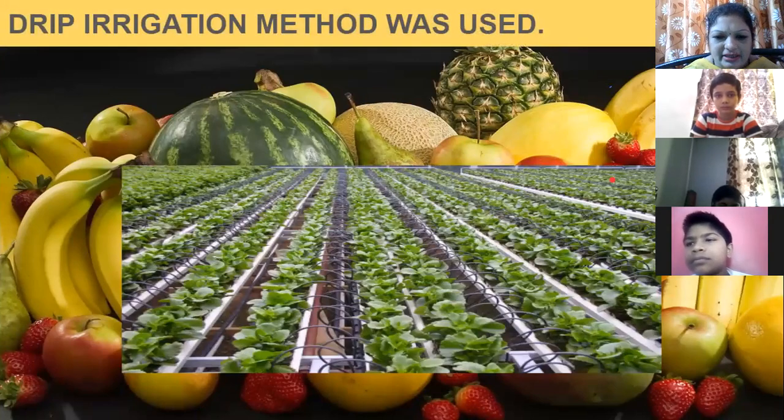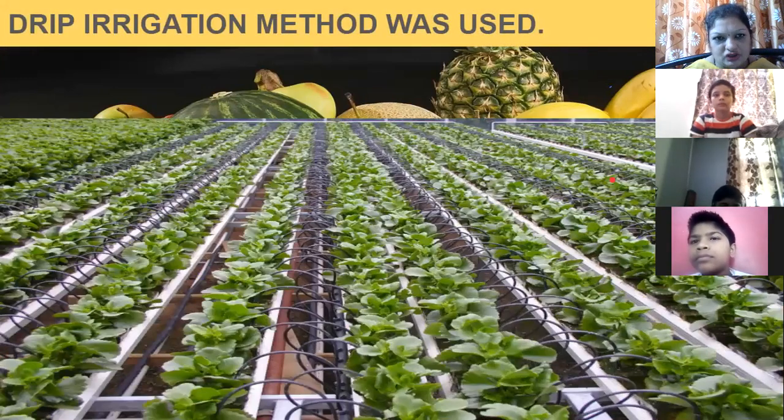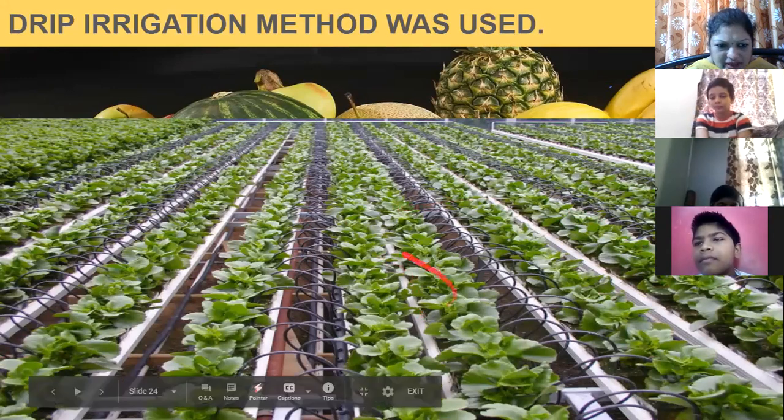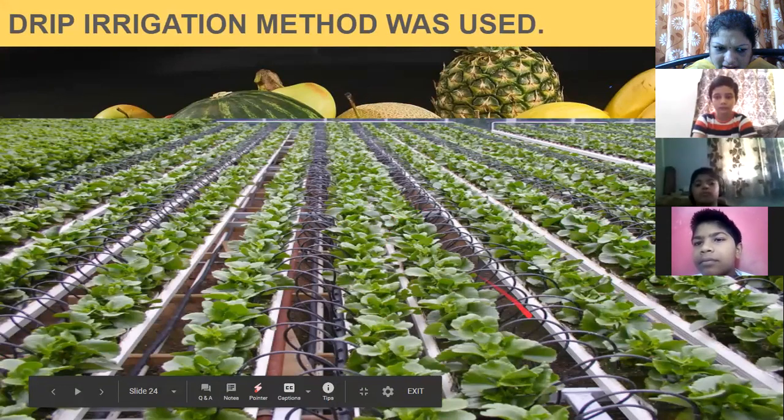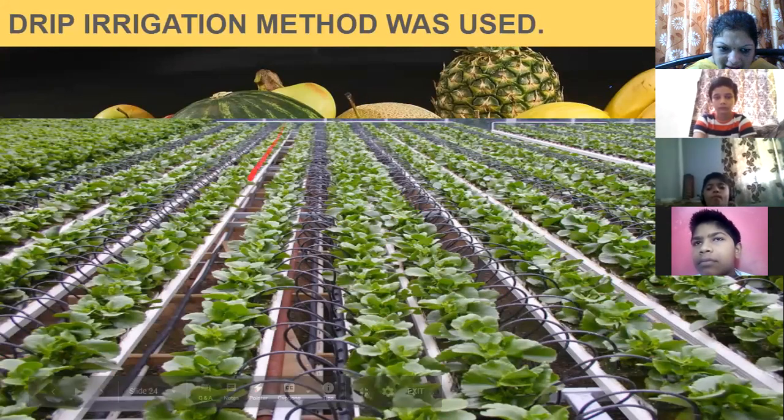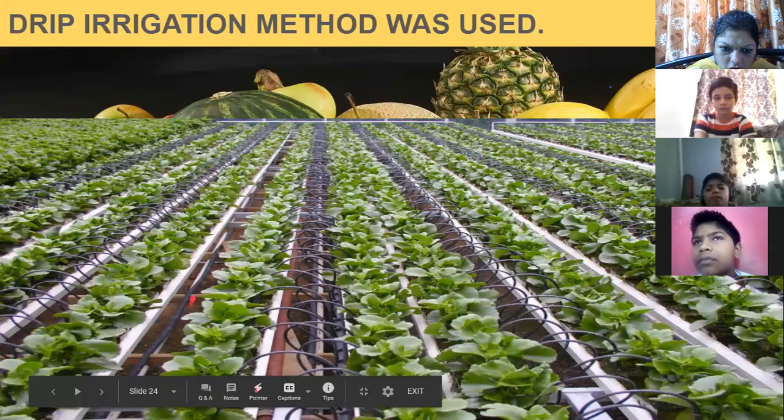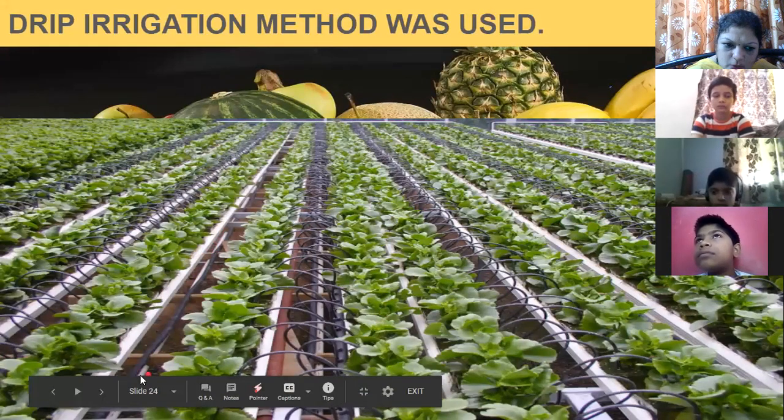Drip irrigation. Let us see the modern means of irrigation now. So the first method, which is used now, new technology, is the drip irrigation method. Can you see here? These are the crops, and beside the crops you can see the pipes which are laid. This is a white pipe. You can see the black color pipe over here. Simultaneously you can see the white pipe over here.